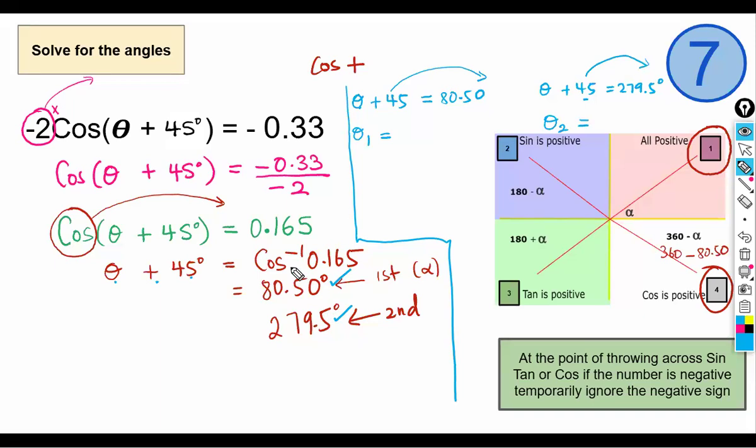So, once again, when you cos inverse something, pause, get your two answers. Whatever you have on the left-hand side will be equal to those two answers at the same exact time. So put theta plus 45 equal to the first answer and solve for theta. That gives you your first answer. Then reput. I know reput is not a real word, but it gets the job done. Put theta plus 45 again equal to the second answer and solve for theta. When you throw across positive 45, you'll get minus 45.